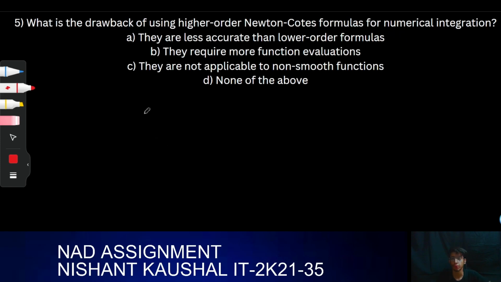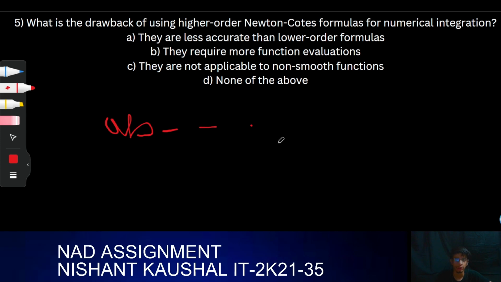Let us solve question number 5. What is the drawback of using higher order Newton-Cotes formula for numerical integration? A. They are less accurate than low order formulas. B. They require more function evaluation. C. They are not applicable to non-smooth functions, and D. None of the above. So in Newton-Cotes formula, abscissas are divided equally, right?